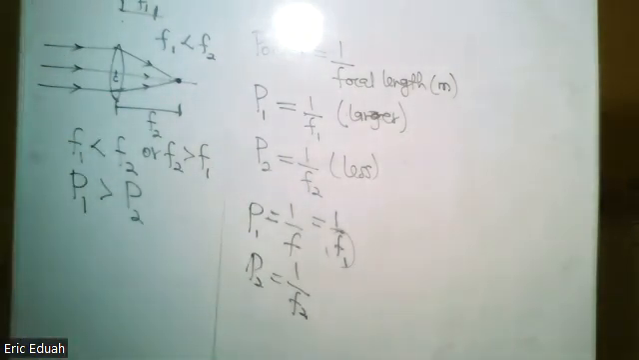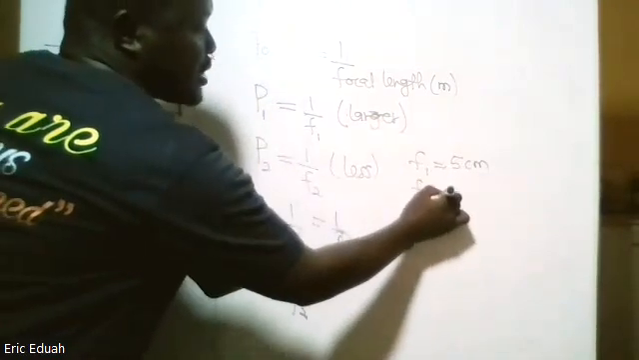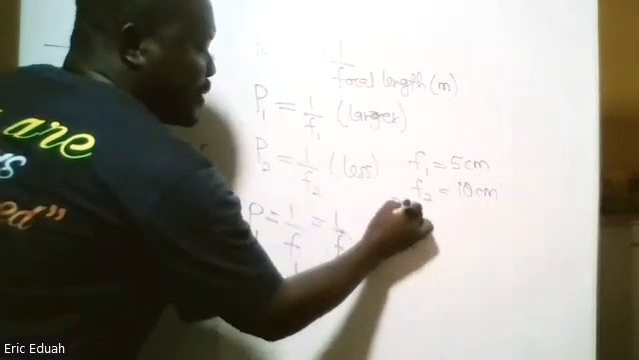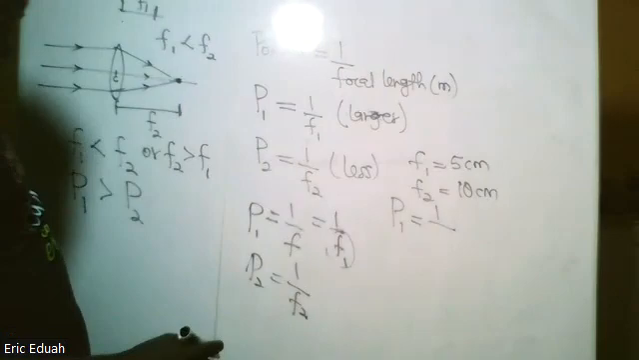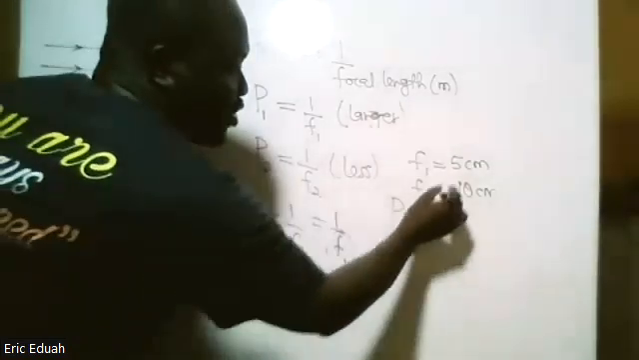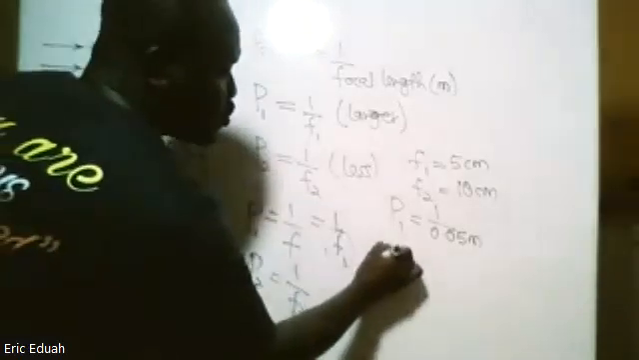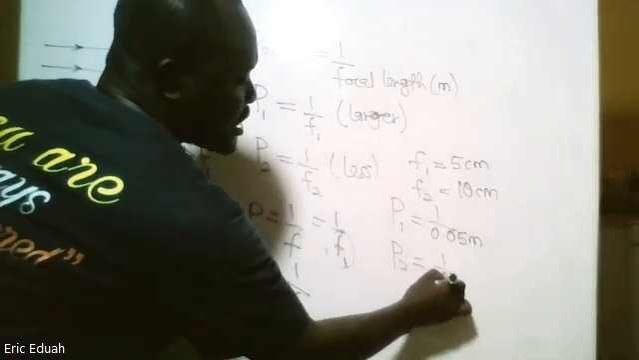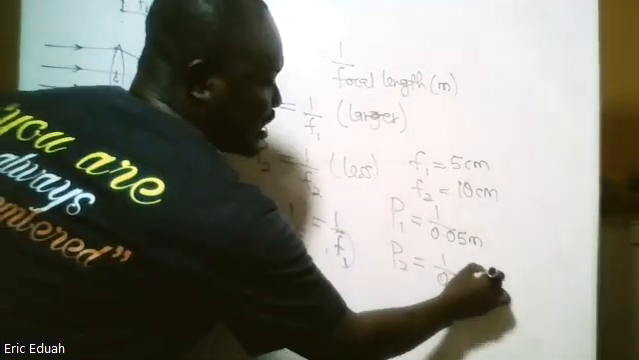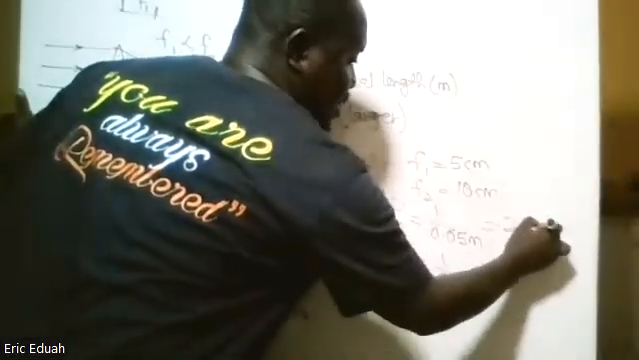Assuming F1 is equal to 5 centimeters and F2 is equal to 10 centimeters, then P1 will be equal to 1 over, but when you are expressing it, you have to change this to meters first, because that's the SI unit, before you can call it diopter. So this is 0.05 meter, divided by 100. Then P2 would be equal to 1 over 0.1. If you divide 1 over 0.05, let's see what that will give you. 20. So 100 over 5. This is 20 diopter.